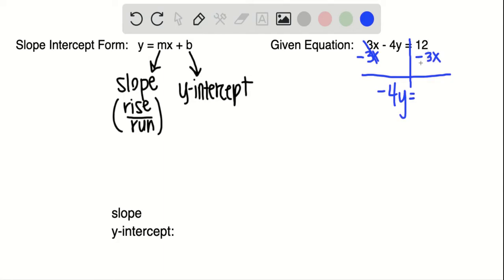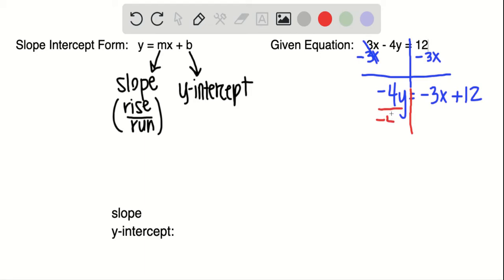I'm going to put that in slope-intercept form, so I'm going to write the minus 3x first, because again, in slope-intercept form, the slope will come first and then the y-intercept. So minus 3x will be first and then a positive 12. The next step is to try to get y by itself. Again, y is attached to this negative 4. Negative 4 and y are multiplying together, so to undo multiplication, I will use division.